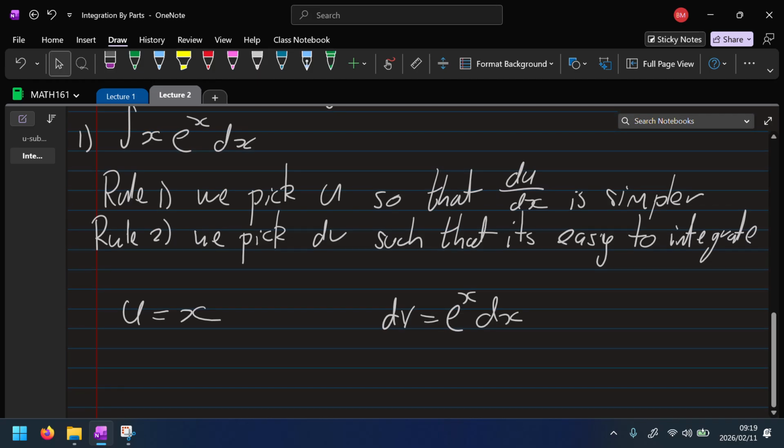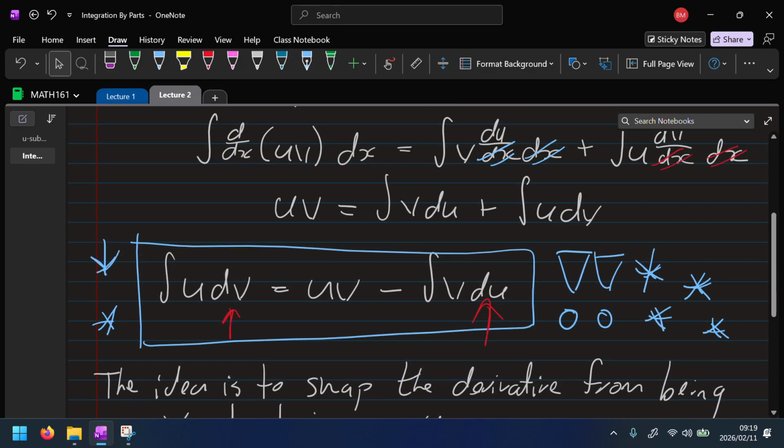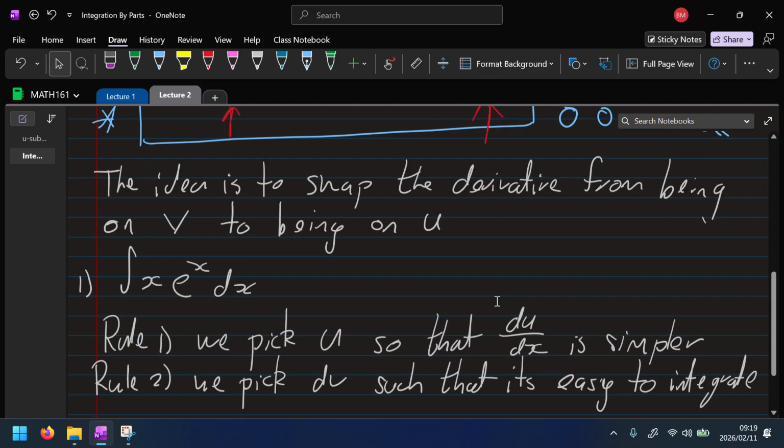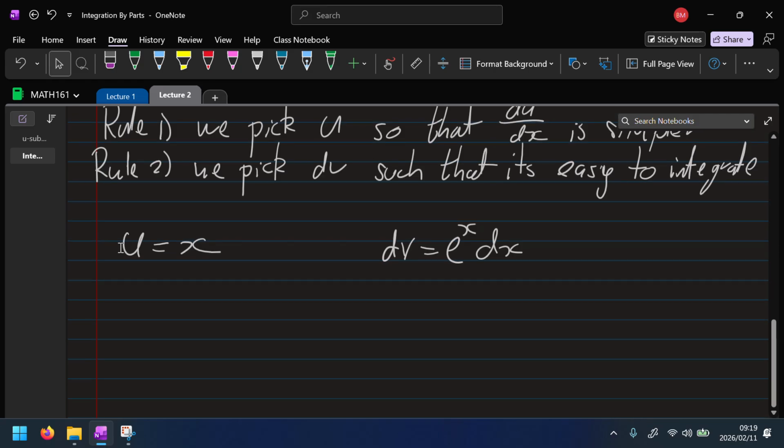So we're going to make a little table now. So we have u equals x, dv is everything else. Now, what do we want for this right-hand side? We want v and du. So here we got u. Let's find du. So du equals, what is it going to be? 1 dx. Remember, it's the differential.